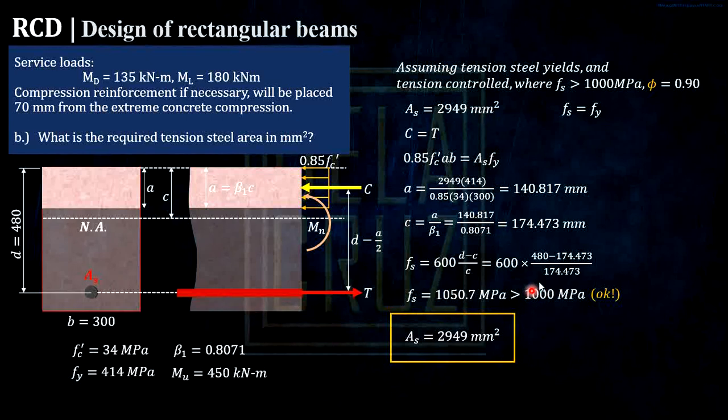Otherwise, if Fs were lesser than 1000 MPa, we would design it as doubly reinforced. I hope you understood our presentation.